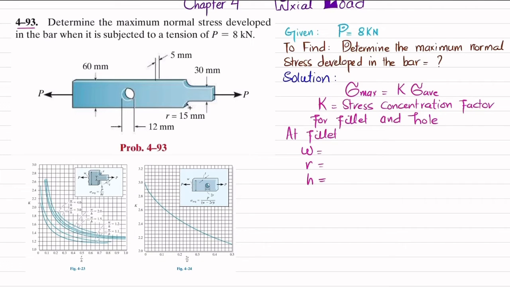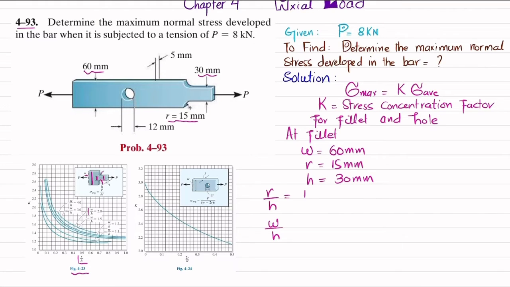So we will find what is W, what is R, what is H for this shape that is given in the rod. You can see W is this one, which is the height, and that is 60 millimeter. R is the radius of the fillet. You can see R is this one, so that is 15 millimeter. And H is this height, which is given here, and this is 30 millimeter. Now you have these values. You have to use figure 4-23 that is for the fillet, and you have to find R by H and W by H.